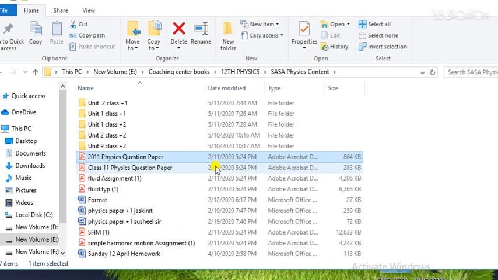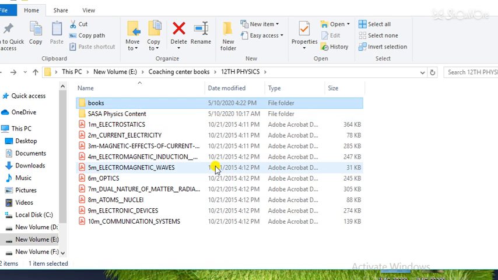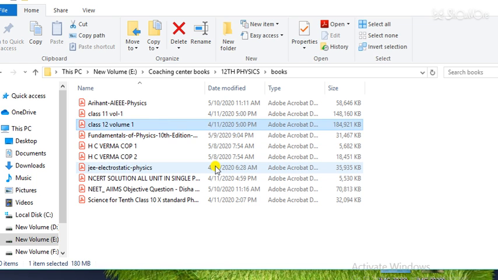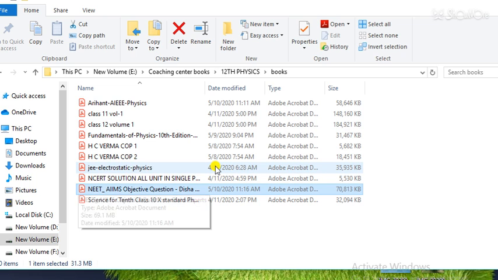K. Bajaj book is not available. Class 11 HC Verma, JEE Electronic, NCERT, NEET and Disha. Reference IEEE. Okay, one book is available with me, but that book is not here. So I will see NEET AIIMS questions and find some questions, then I will discuss that.